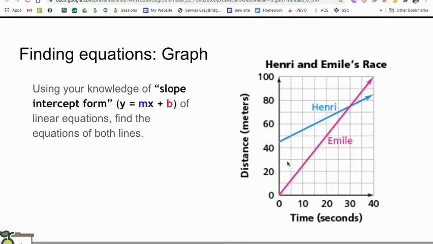And you can write that equation. So y equals 1x plus 45 for Henry, y equals 2.5x for Emil. Because we were adding 0, we don't really need to count that.